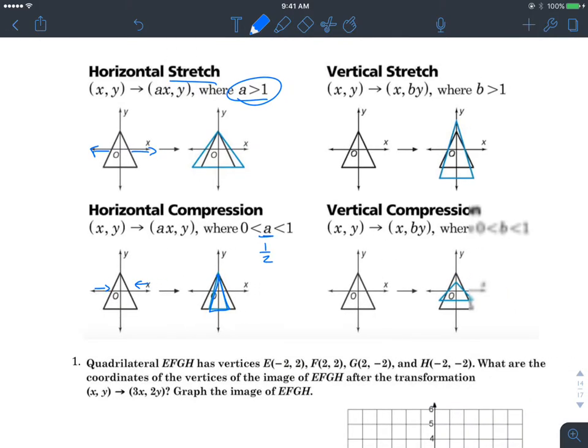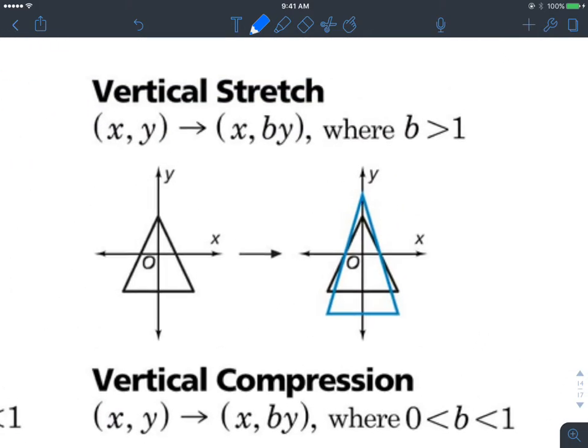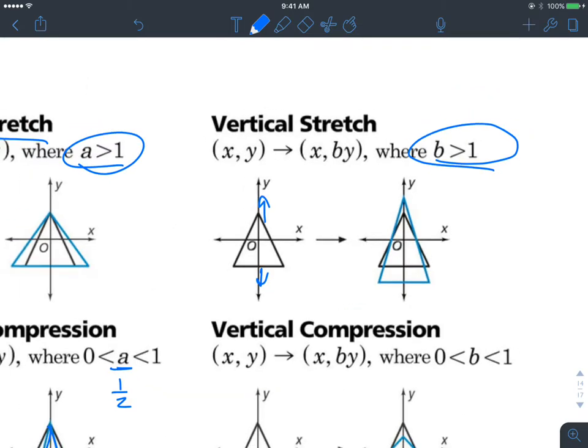So that would be a horizontal compression. You can also do vertical stretches. That's basically taking the vertical points right there and pulling those out, up and down. So then there's your new triangle right there. That's a stretch. That means the number you're multiplying by is bigger than 1.